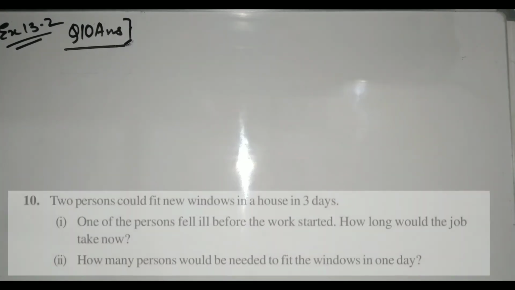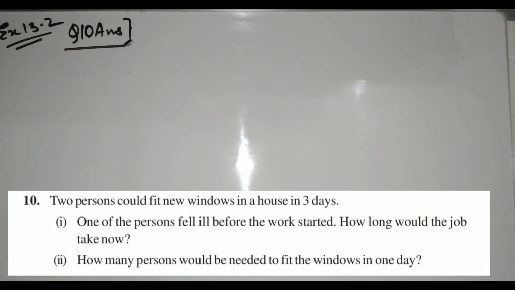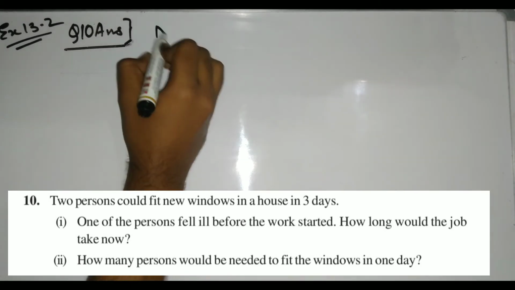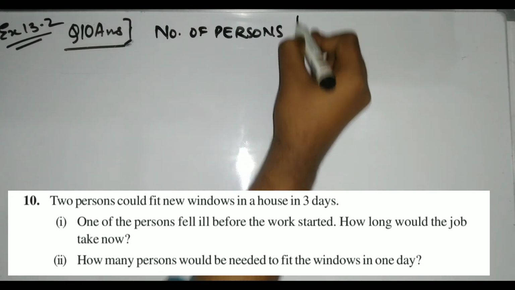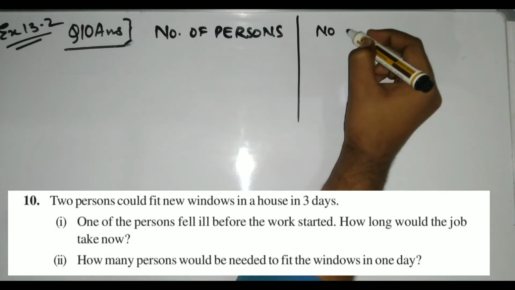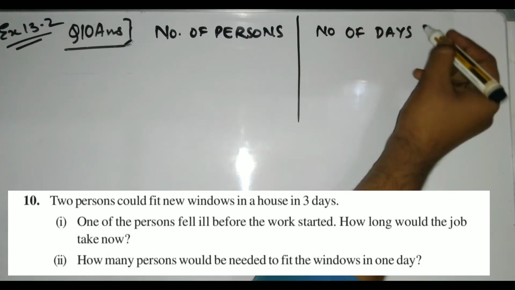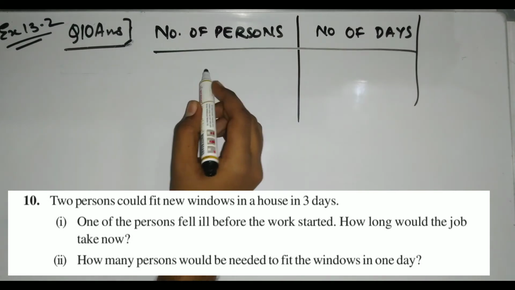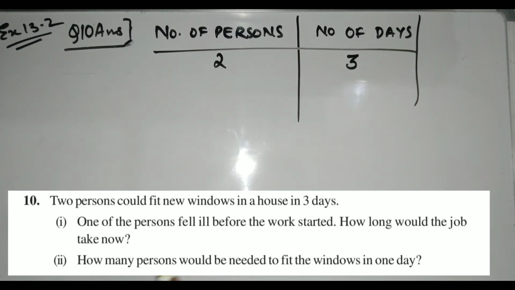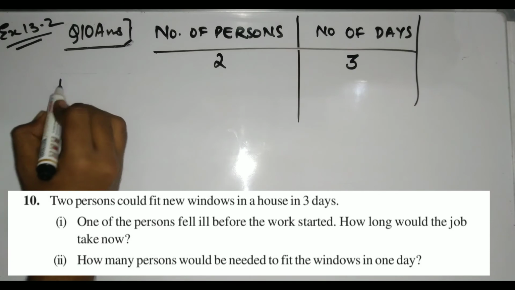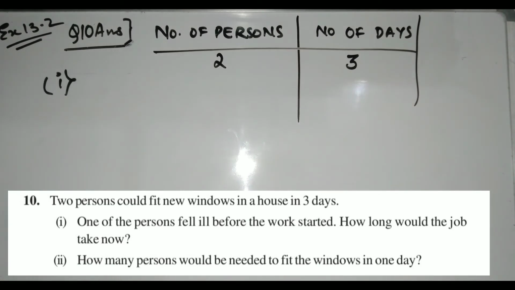So let us move further to the 10th question. It is said that 2 persons could fit new windows in a house in 3 days. So the number of persons, again the job thing, correct? Again it is basically inverse proportion: the number of persons required to do a certain job in a certain number of days. For 2 persons it takes 3 days to fit the windows in a house. The first part of the question says: if one of the persons fell ill before the work started, how long would the job take now?